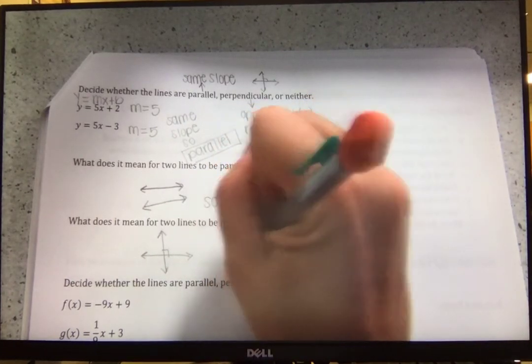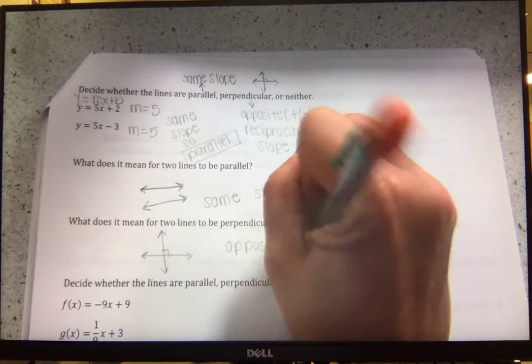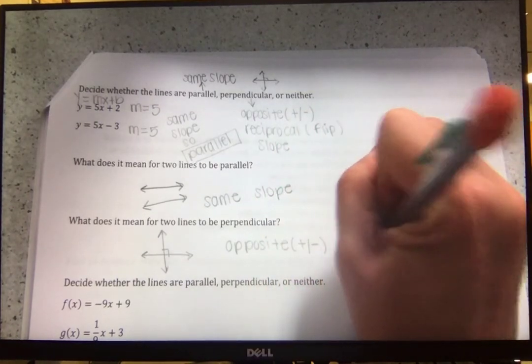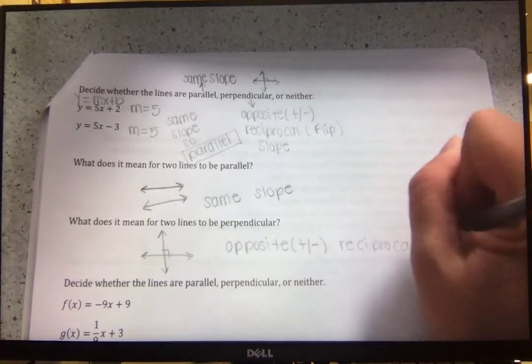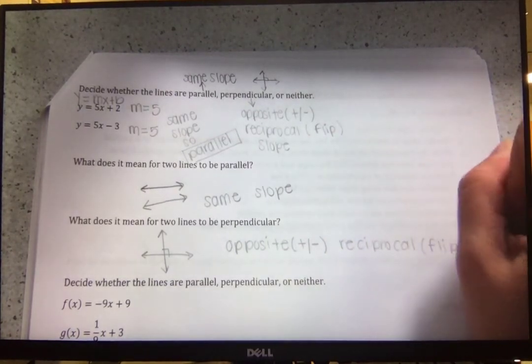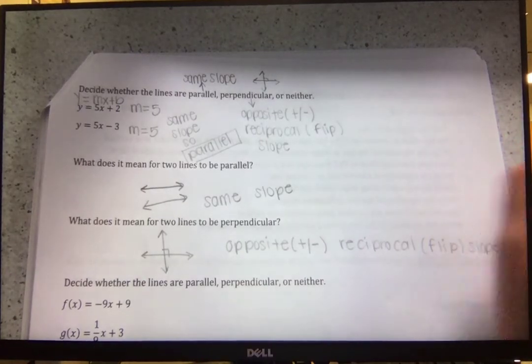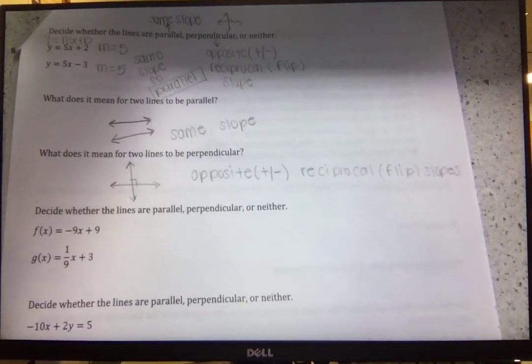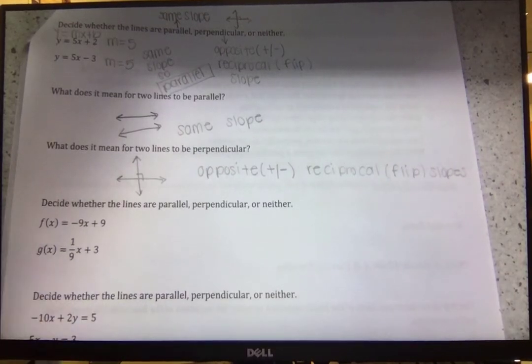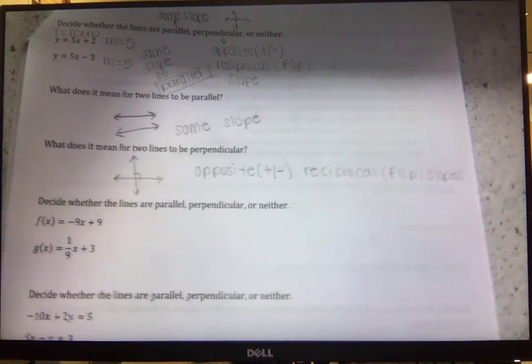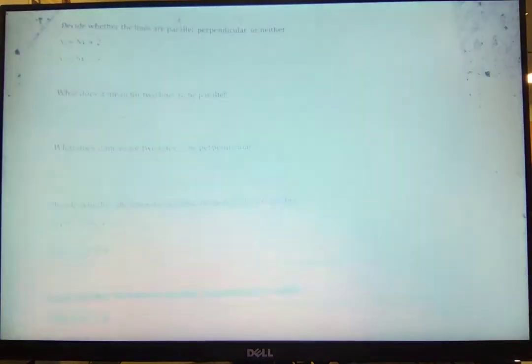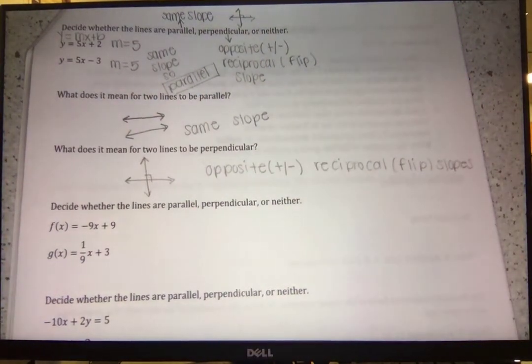Our next example, decide whether they're parallel, perpendicular, or neither. We have f of x. f of x is the same thing as y. So we have y equals negative 9x plus 9. Thankfully, this is already in slope-intercept form, y equals mx plus b. So looking at f of x equals negative 9x plus 9, what is our slope? What is our m value? Negative 9. Looking at our next one, g of x equals 1/9 x plus 3. Thankfully, this is already in slope-intercept form. So what is our slope? 1 over 9. So I have negative 9 and I have positive 1 over 9.